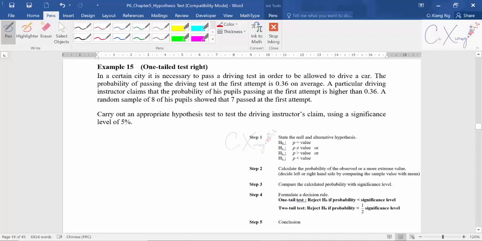Alright, so let's continue with example 15 that involves the one-tail test on the right. Generally the steps are still the same, so I will just show you how we actually do it.